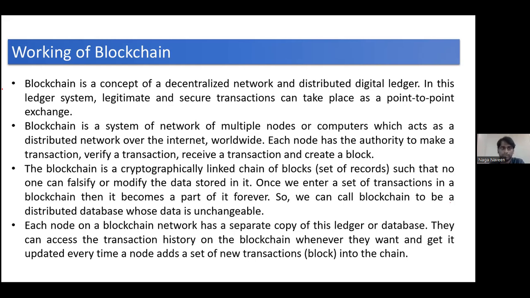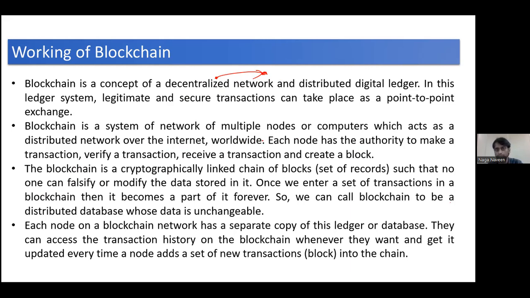Blockchain is a concept of a decentralized network and a distributed digital ledger. In this ledger system, legitimate and secure transactions can take place as a point-to-point exchange. This is the same thing which I explained previously. From one point to another point, the currency transfer or transaction may happen securely, in the form of a distributed ledger, legitimate and secure. Got it?